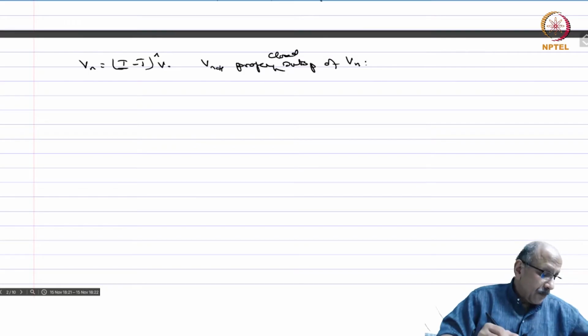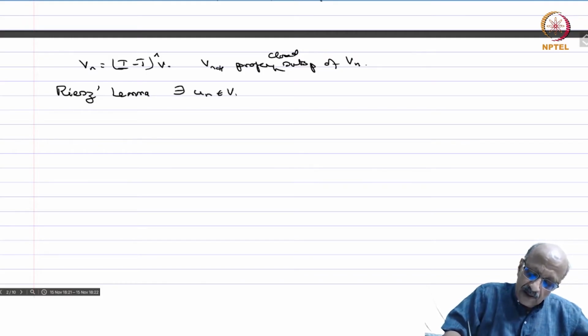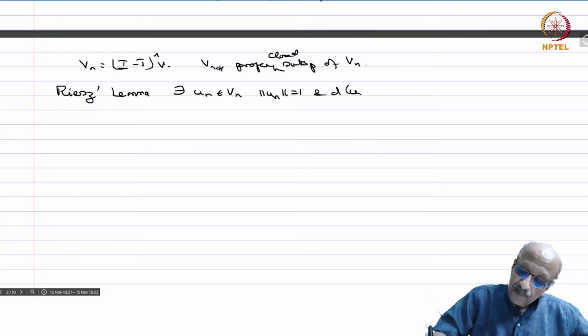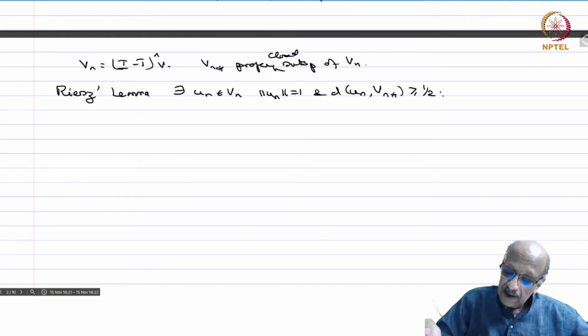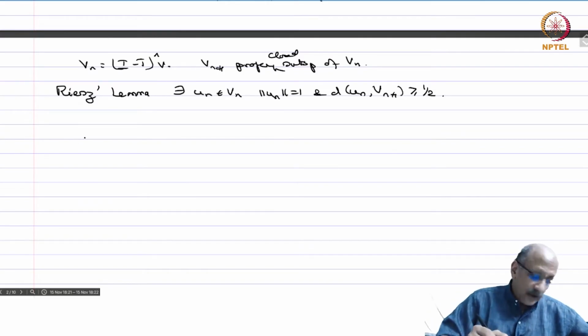So by Riesz lemma, I hope you remember Riesz lemma, there exists a un in Vn such that norm of un equals 1 and the distance of un from Vn+1 is greater than or equal to 1 minus epsilon. I am taking epsilon equal to half. So this is greater than or equal to half.